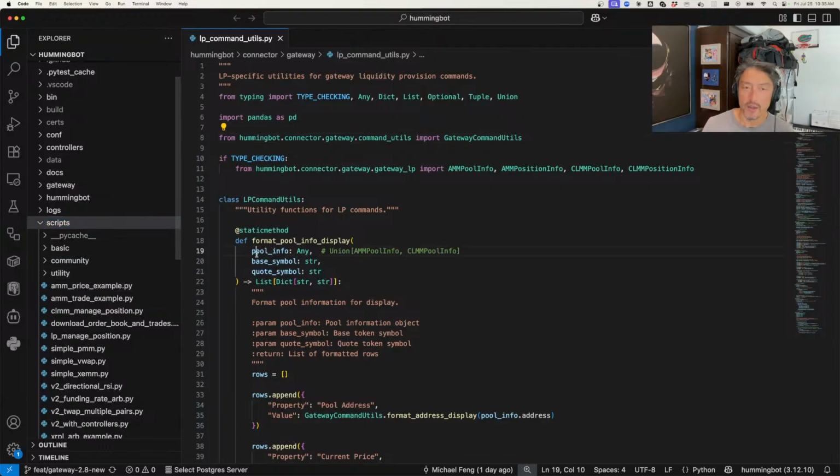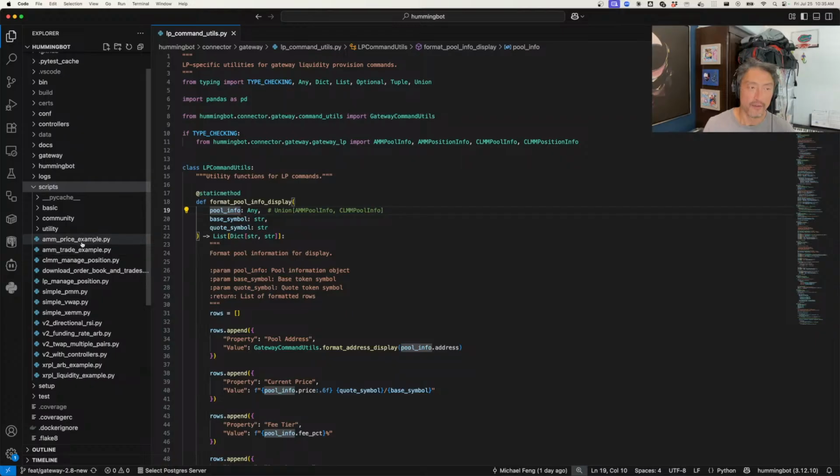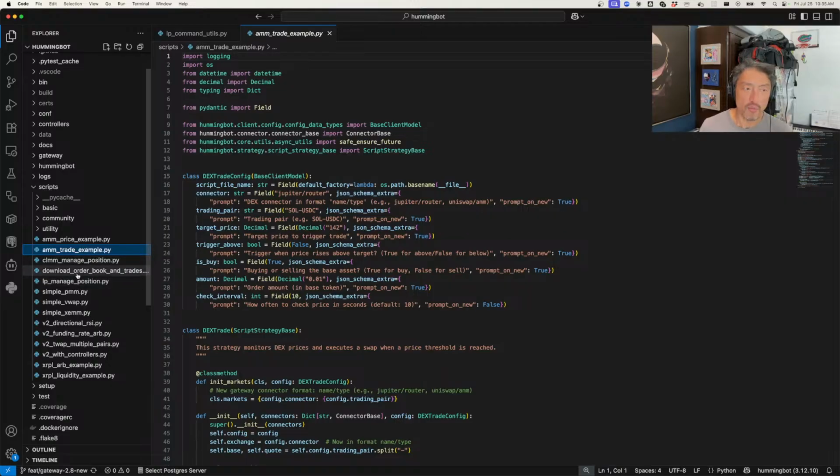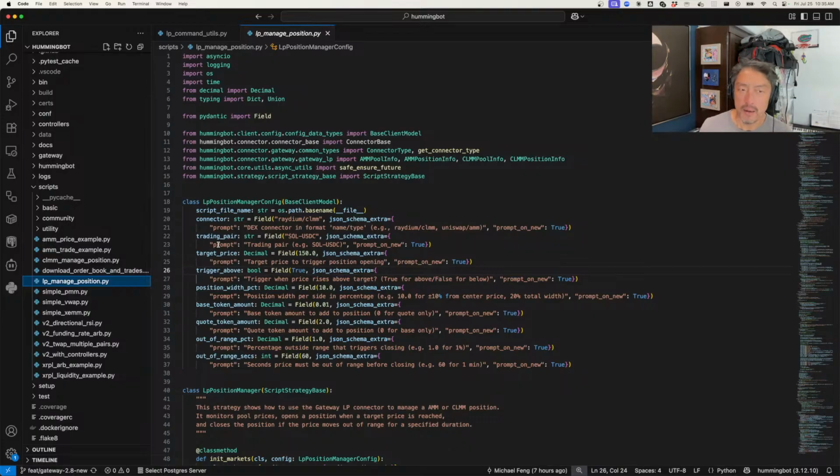There's a few ones that you can test out. There's a very simple AMM price one, and then AMM trade one, and then there's also more complex ones like that. So the one we'll actually do is we'll run one called LP managed position. LP managed position will allow you to watch for a certain price level, define a price range, like a position width percentage, and then it will place that per side once the position is active. Currently, I think this is pretty basic.